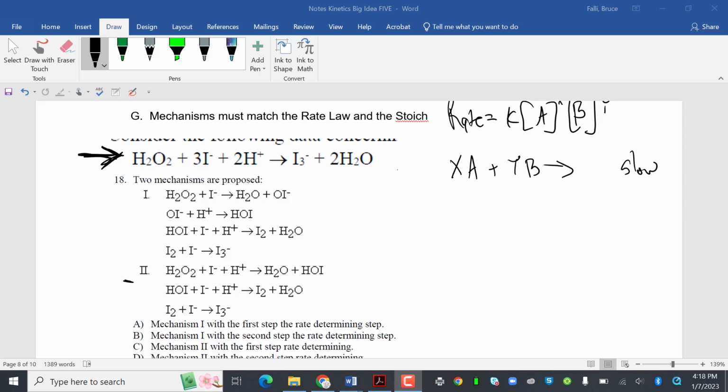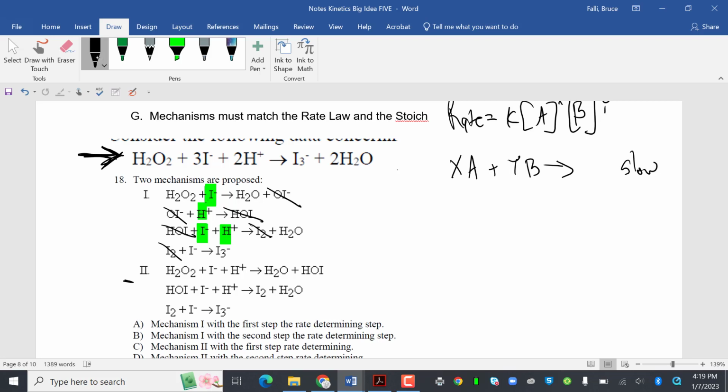I would have H2O2 plus I negative yields H2O plus OI negative. See how OI negatives cancel out? I have H positive on the left. I have HOI on the right. Oops, the HOIs are going to cancel out. Notice now I have two I negatives, right? I have two H positives, right? So let's see, anything else that cancels out? I2 cancels out. Does I3 negative cancel out?